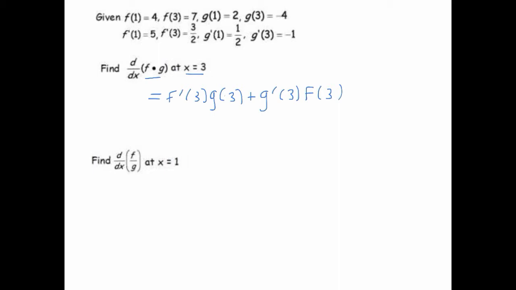You just need to substitute. So f prime of 3 is 3 halves. g of 3 would be -4, plus g prime of 3 is -1, and f of 3 is 7, and so this ends up becoming -12 halves, which is -6, minus 7, so this should be -13.